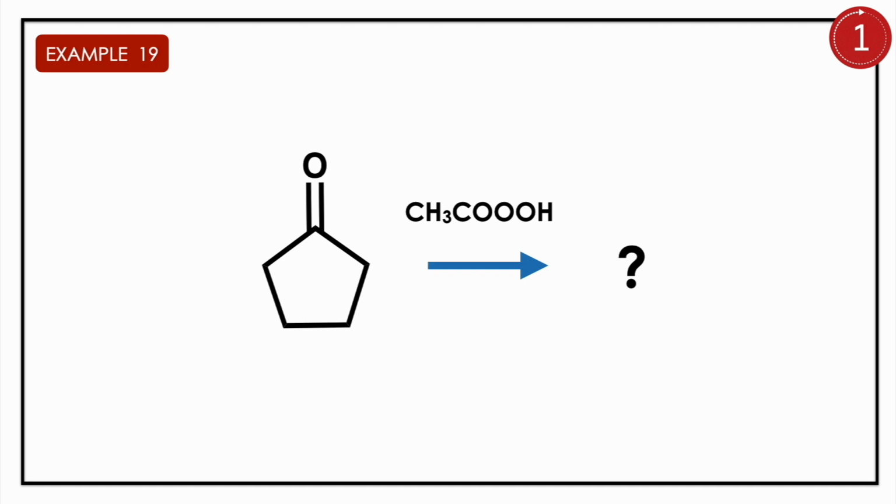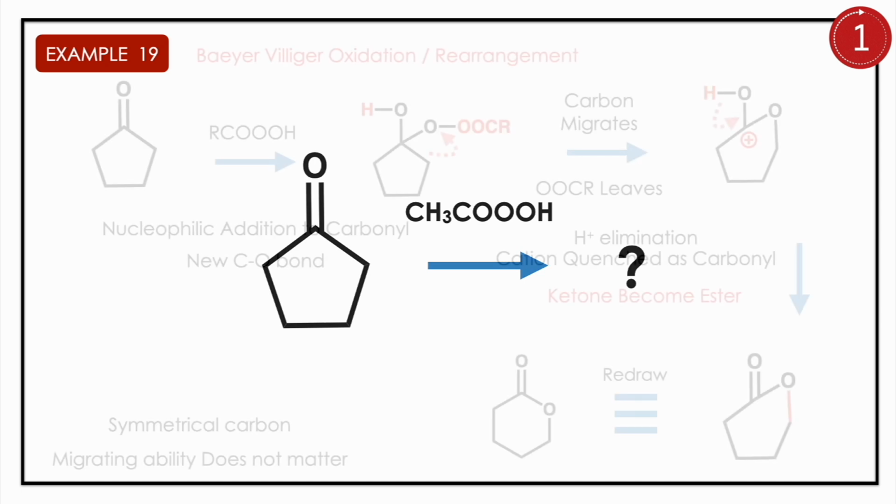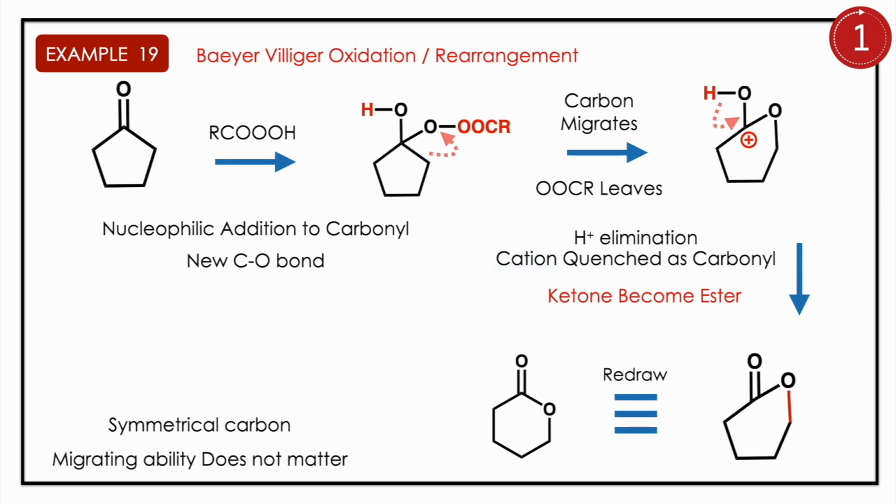Then the next example, you have cyclopentanone and you are using a peracid. You should find what will be the final product. Here a ketone is there, peracid is there, ring system. So the obvious choice is Baeyer Villiger oxidation. We will go step by step. First step will be nucleophilic addition on the carbonyl. The addition leads to a new CO bond which makes the carbon unstable.